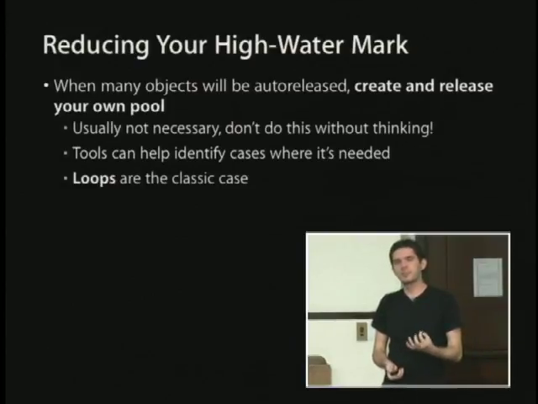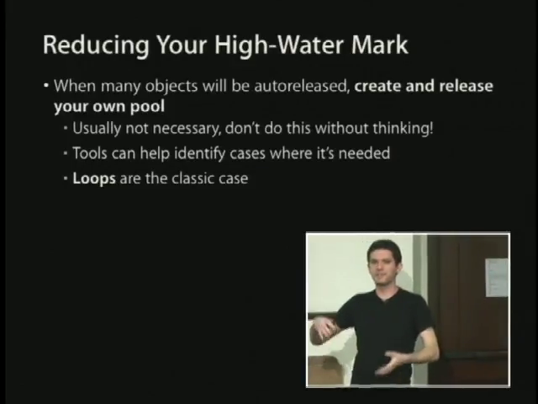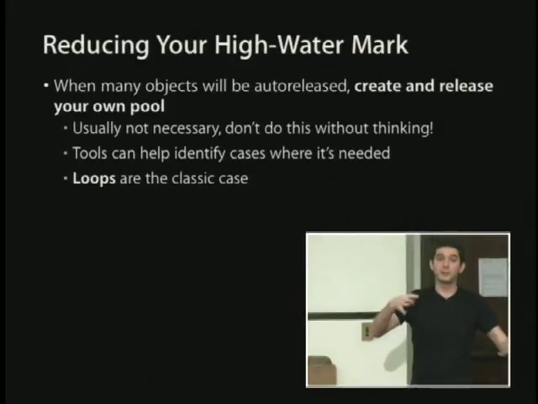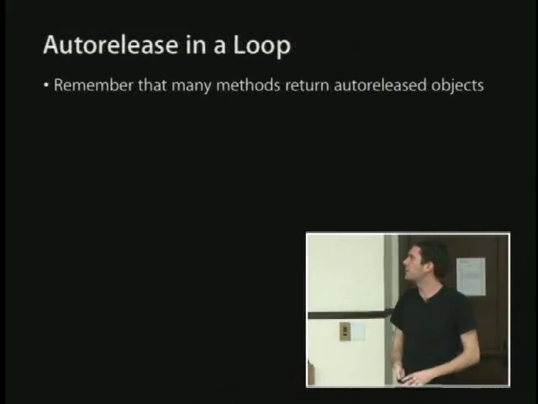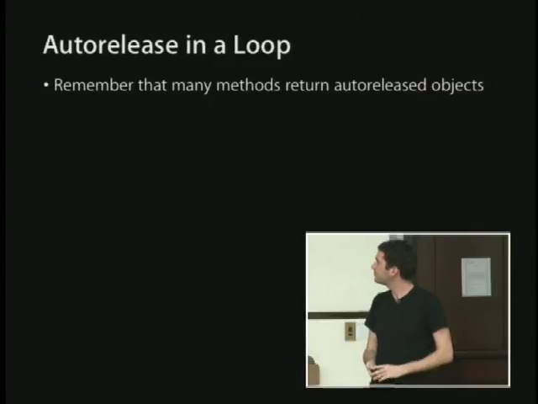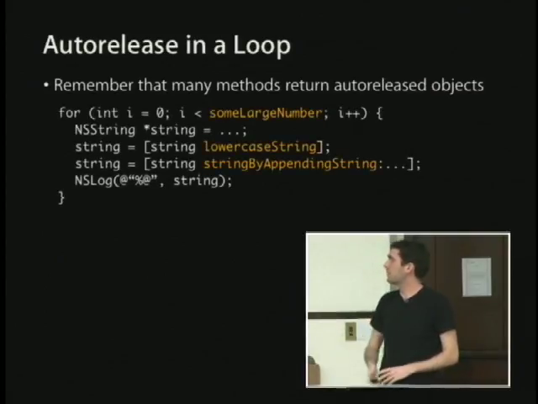The classic case where this comes up is tight loops. You've got a loop and you're iterating over 10,000 objects, and every time you're auto-releasing 18 objects. All those things are accumulating in your pool. So you might want to be careful about scoping this pool within the loop. So let's take a look at an example of that.